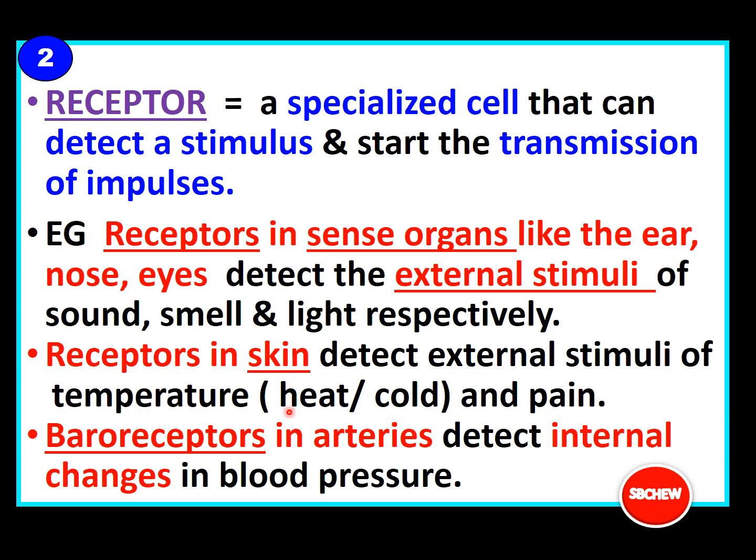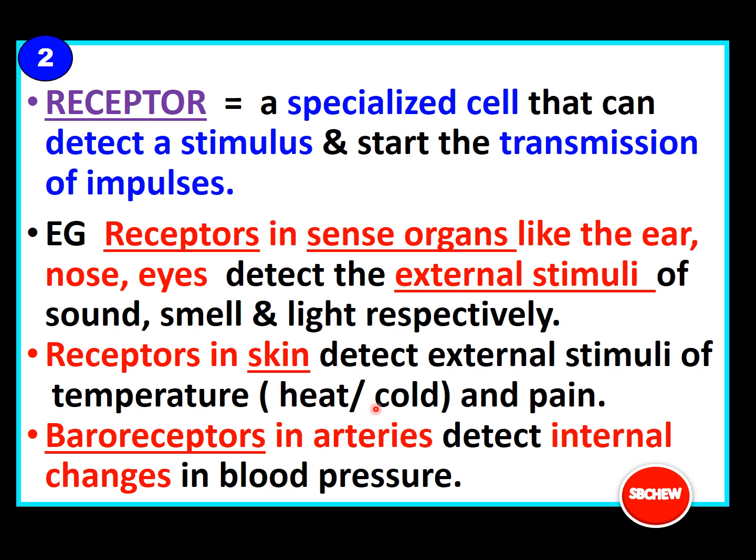Then inside our body, we have the baroreceptors in the arteries to detect internal stimulus of changes in blood pressure. So the word baro here means pressure, and we have studied in chapter 1 the role of baroreceptors to help regulate the blood pressure. Okay, so when there's a change in blood pressure, baroreceptors in the carotid artery and the aorta will be able to detect the change in the blood pressure, whether there's an increase or decrease in blood pressure.